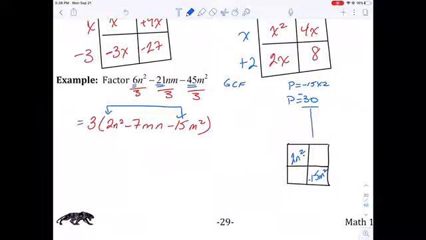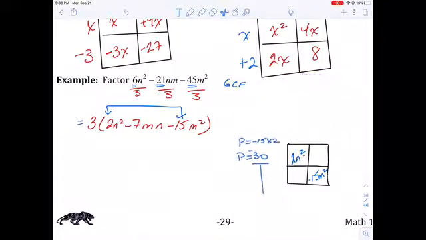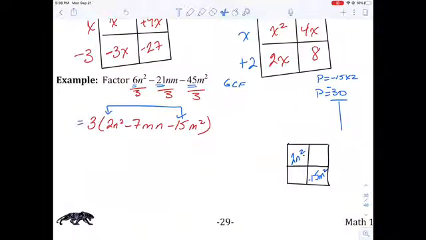So what numbers multiply to give us negative 30 and add up to negative 7? I'm just going to move this out of the way here. So to get negative 30, we can multiply 1 times 30, 2 and 15, 3 and 10, 5 and 6. I think that's it. So if I look at these numbers, which ones of these could add up to negative 7 and make a negative 30? Well, that would be 3 and 10.